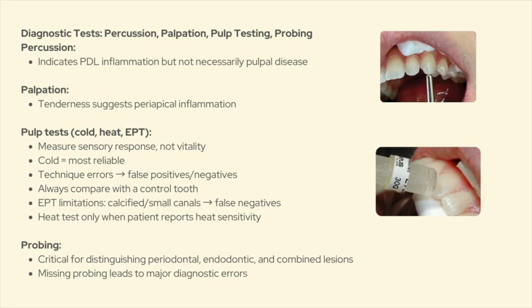Finally, probing. And this is probably the most underused diagnostic tool we have. Probing helps differentiate periodontal lesions, endodontic lesions, and true combined lesions. Without probing, you can very easily mistake a periodontal defect for a periapical lesion, or the other way around.